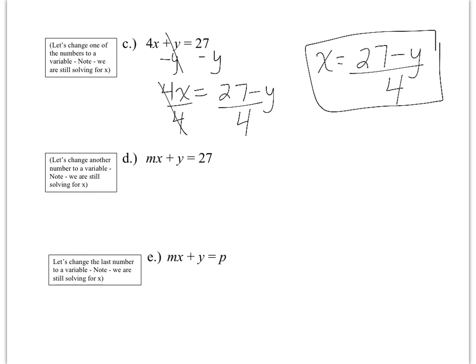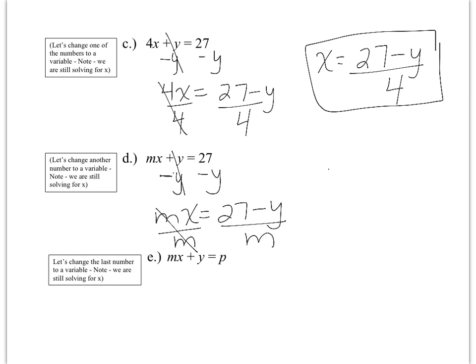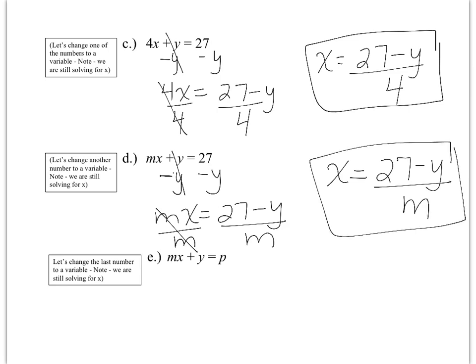Let's look at D. So same thing, we're trying to isolate x. We follow the same steps, right? Except now the 4 has been turned into an m. So I start by subtracting y again, and I get that m times x is equal to 27 minus y. And then to get x alone, we divide everything by m. M divided by m on the left cancels out, and we're left with the expression that x is equal to 27 minus y over m. And that would be the answer to a question like this.